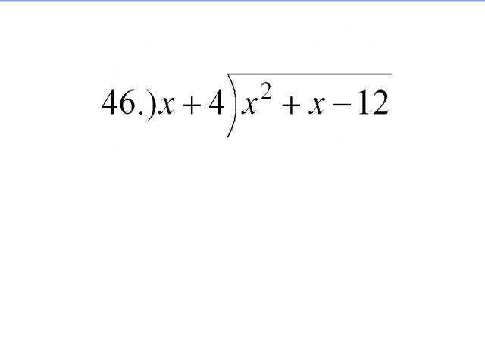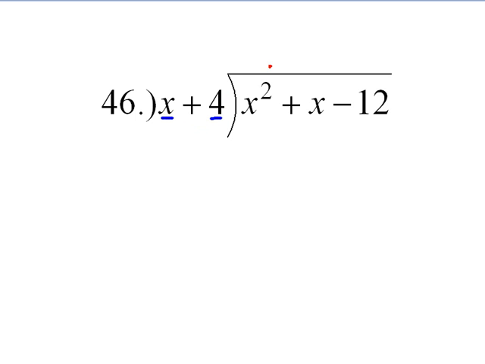Alright, now this is a little bit different. This is a trinomial, right? And this is a binomial. There are two terms. So I have to divide this whole thing by two terms, not just x, where this becomes x to the 1 and this becomes 0. No, I have to divide x squared by x plus 4. So hopefully you remember your long division skills from a long time ago. I'll try and remind you of them.